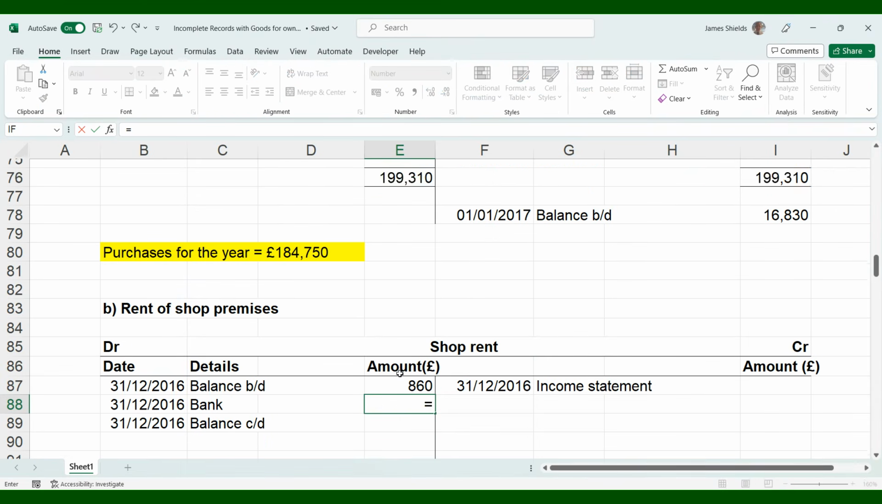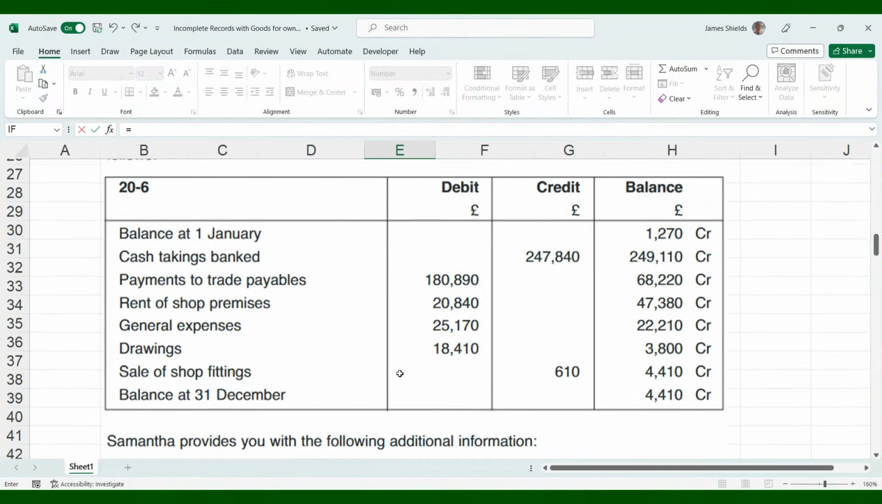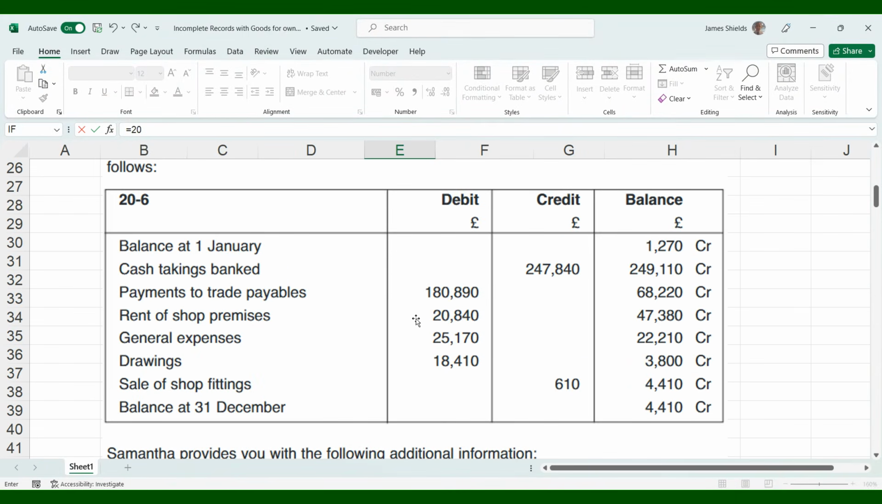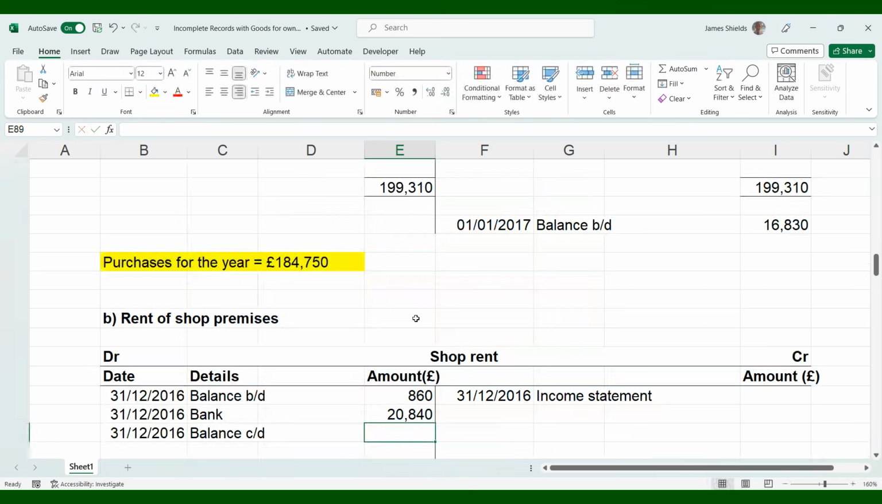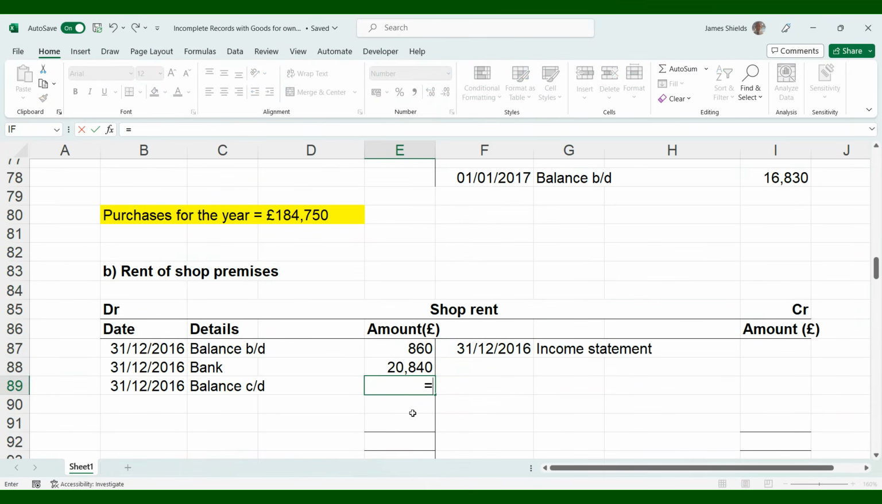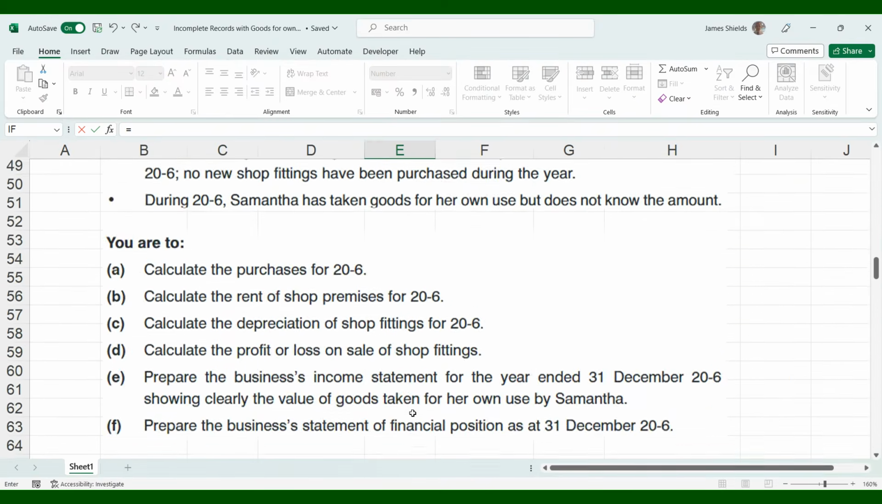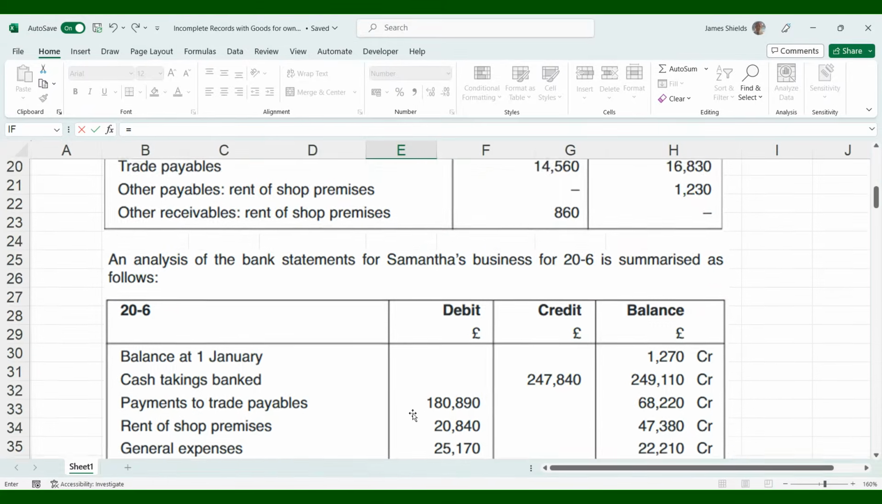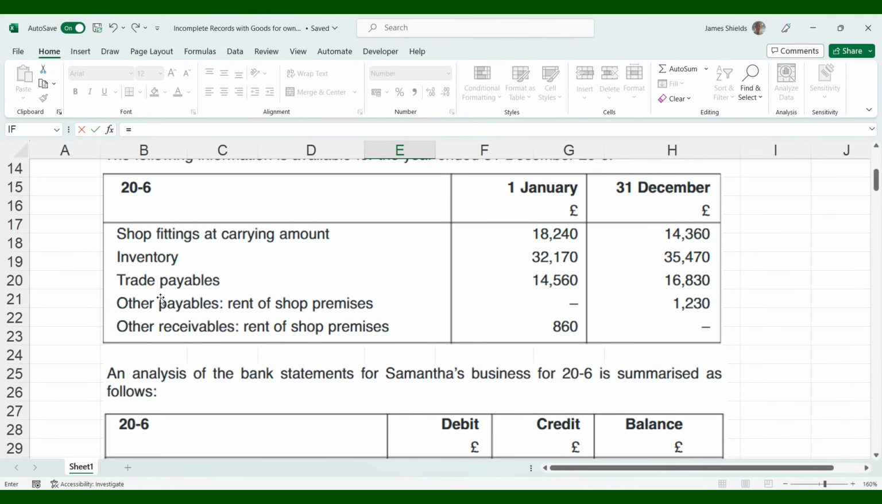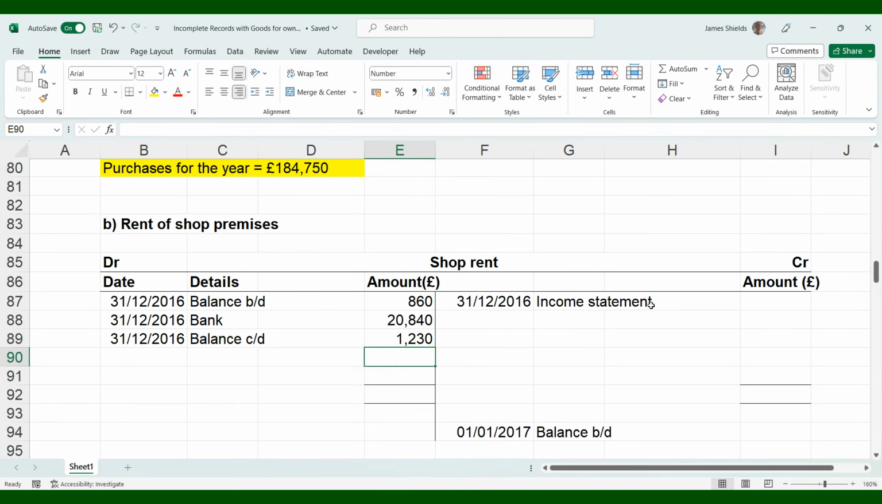Now, we made some payments by bank for our shop rent. So I'm going to go to the bank statement and look up the payments for shop rent. Got £20,840. The balance carried down. Back to the initial information. Other payables, rent of shop premises at the end of the year was £1,230 outstanding. So it's going to increase the rent amount. So it's going to be on my debit side to carry down. So we've got nothing on the credit side at the moment. So our balancing figure here would be the rent for the shop premises in the income statement.